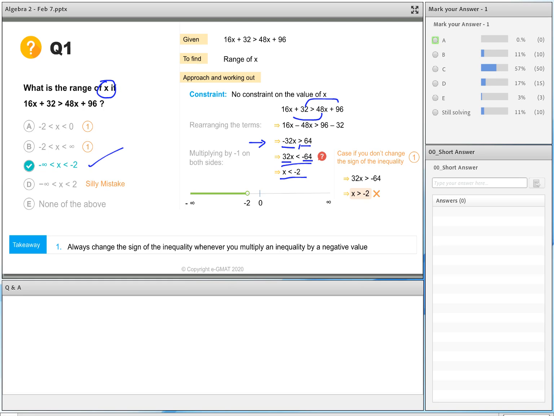Because this was again very easy, it was not that difficult. If you had not changed the sign, you might have ended up with this answer, which was incorrect. Now, almost 30% of you tell me that it's choice B, D, or E. I'm going to open the short answer poll. Please tell me, where did you falter for this question?